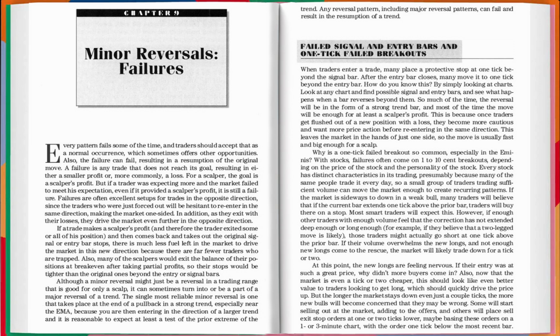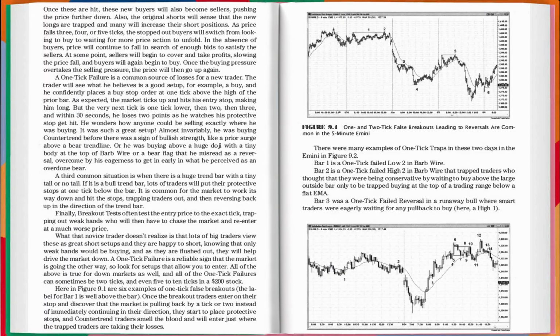Some will start selling out at the market, adding to the offers, and others will place sell-exit stop orders at 1 or 2 ticks lower, maybe basing these orders on a 1 or 3 minute chart with the order 1 tick below the most recent bar. Once these are hit, these new buyers will also become sellers, pushing the price further down. Also, the original shorts will sense that the new longs are trapped, and many will increase their short positions.